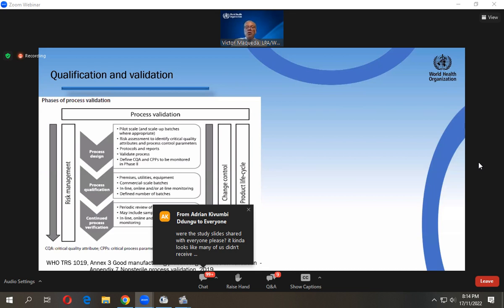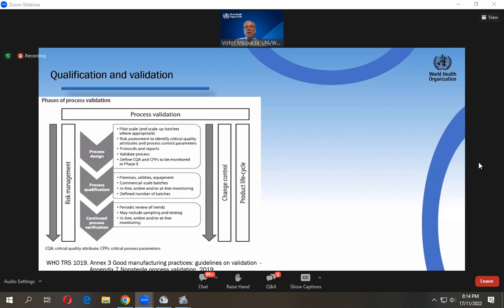The 3 batches. So actually the concept would be the necessary number of batches to prove that you are in a state of control and know your variability. So that's important. It could be more than 3. That's the point. Usually not less than, but that doesn't mean that 3 is enough.